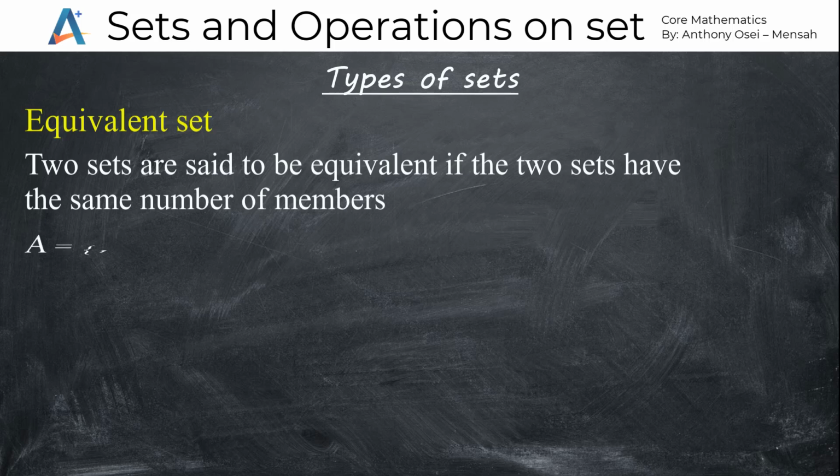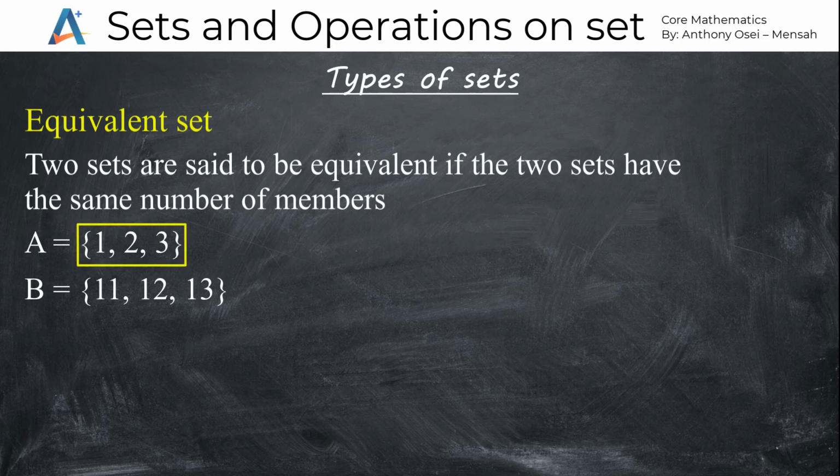So for example, there is set A, which has the members 1, 2, 3. And I have set B, with its members 11, 12, and 13. Now you realize that the members are not the same in terms of appearance, but the number of members in set A will be 3 members, 1, 2, 3. And the number of members in set B will also be 3 members. So if we have 3 members in set A and 3 members in set B, then we can describe these 2 sets as equivalent sets. So equivalent sets are sets which have the same number of members in them. So take note of that.